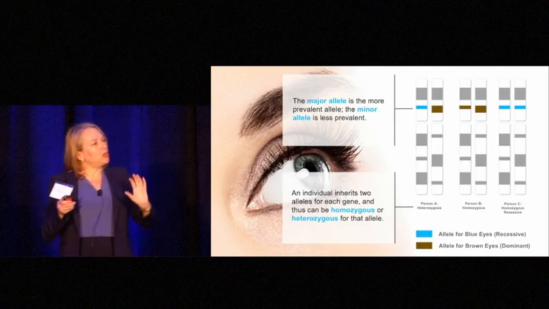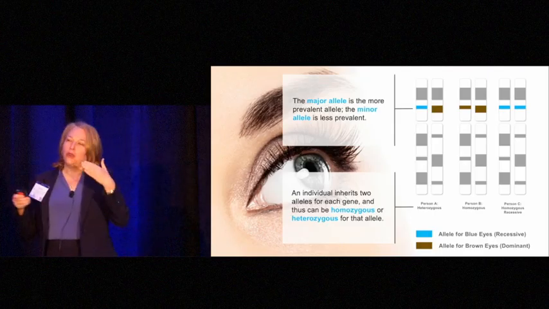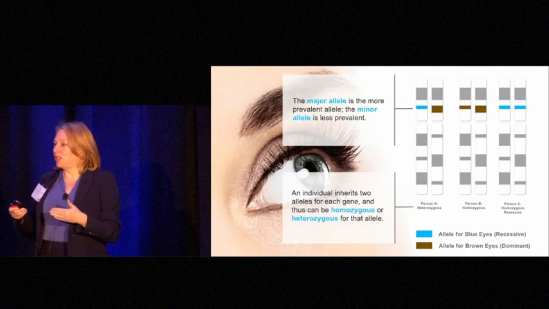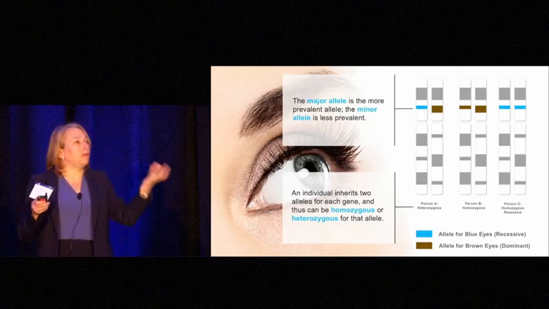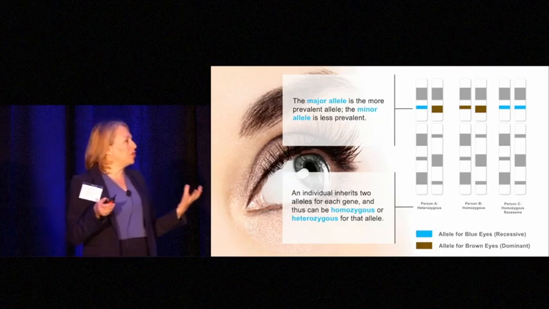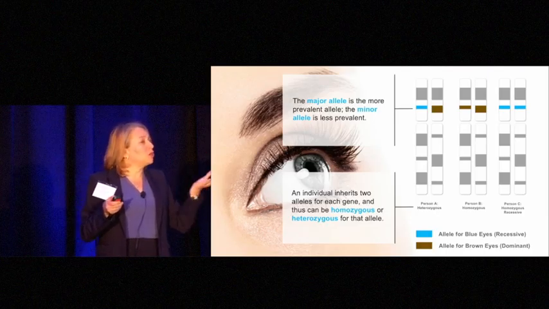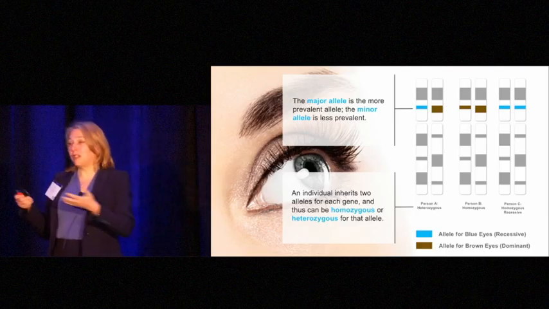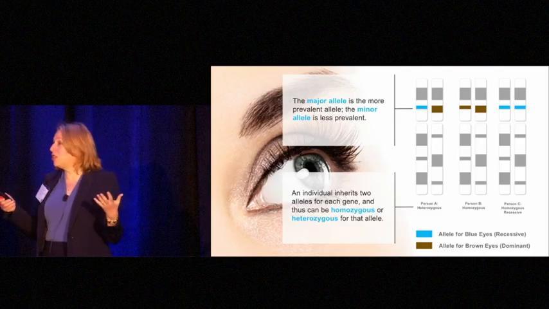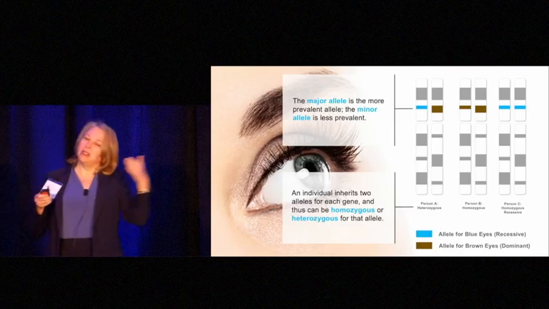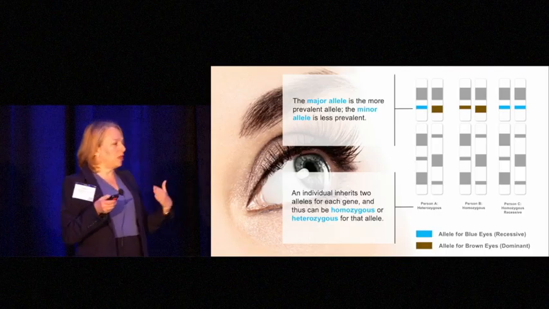So try to use the word variants or SNPs and not mutations, because again, it's more like blue eyes and brown eyes. It's what makes us unique. However, if we understand what their variants are, we with nutrition, with supplementation, sometimes medications, lifestyle changes, can help support them for what they make more or less of.